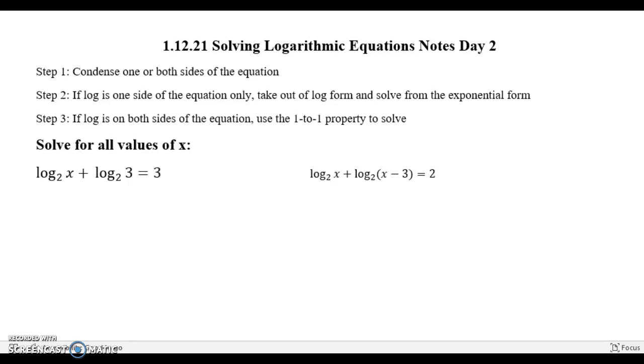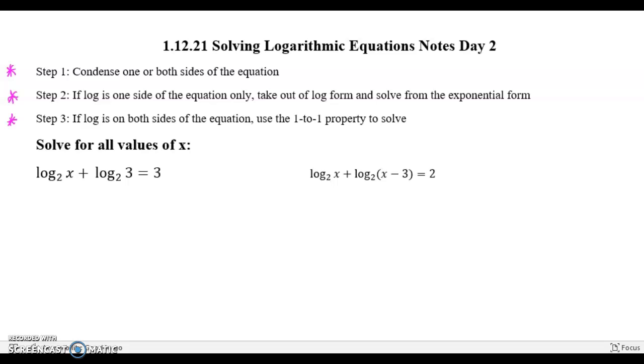We have a couple strategies for solving. The first thing we always want to do is condense one side or both sides of the equation. The second step, if there is log on one side of the equation only, then take it out of log form and write it in exponential form and solve it from the exponential form.